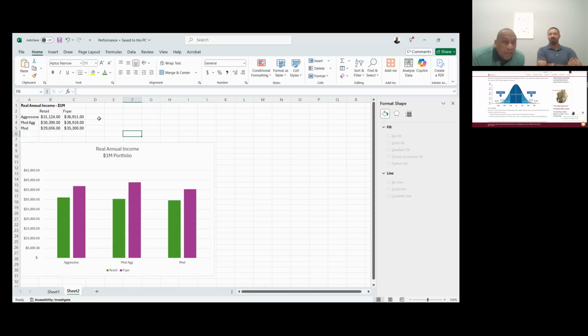If you dive into those numbers, hopefully y'all can see them. For the aggressive portfolio, the retail investor's annual income is roughly $31,000. Versus when we've managed that risk over time and outperformed the benchmark, now that retail investor gets $36,000 annually in retirement. Moderate aggressive is going from roughly 30,000 to 38,000. The moderate portfolio is going from 29 or 30 to 35. So you're talking $5,000 to $6,000 a year, a big difference. That's a vacation, or a down payment on a car. In retirement, that's huge when you have a fixed income.